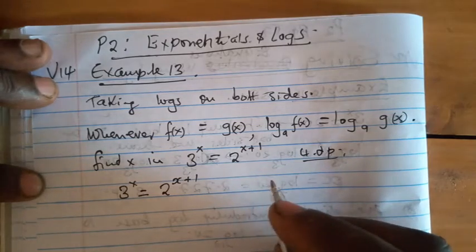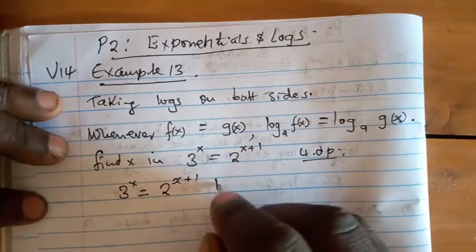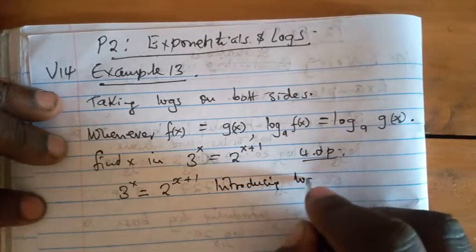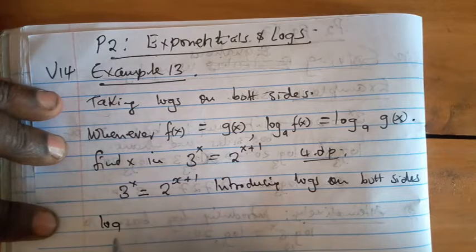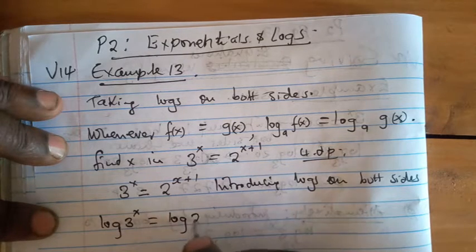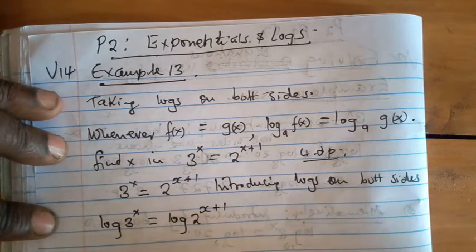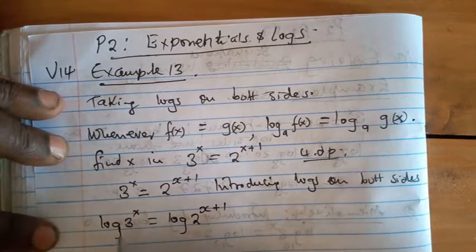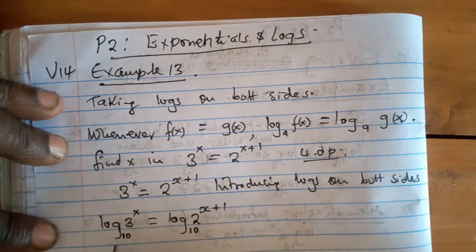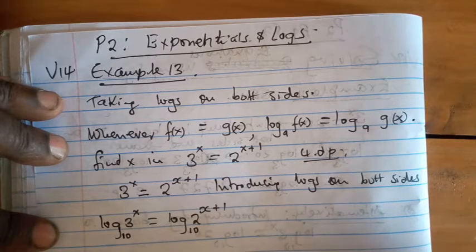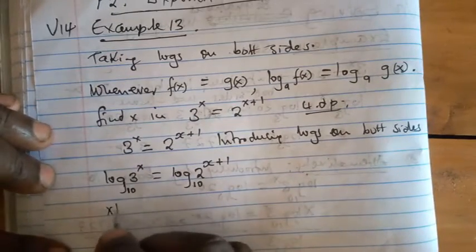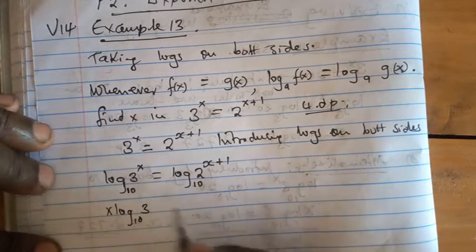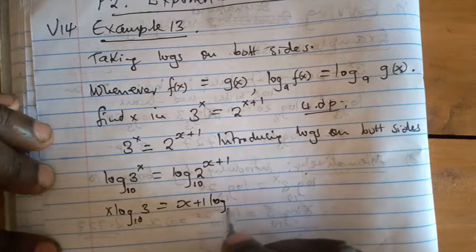And this is now when we introduce logs on both sides. We have log, this has to be to base 10, but we don't need to write it, of 3^x equals log of 2^(x+1). But because we are beginning to solve this kind of question, let me just indicate base 10 so that 3 does not appear to you like the base. Now, when we apply the index laws of logarithms, this gives us x log to base 10 of 3, because the index becomes a coefficient, equals (x plus 1) log to base 10 of 2.